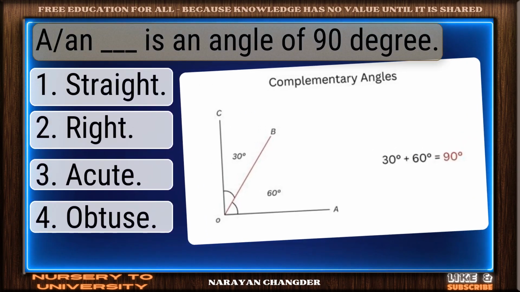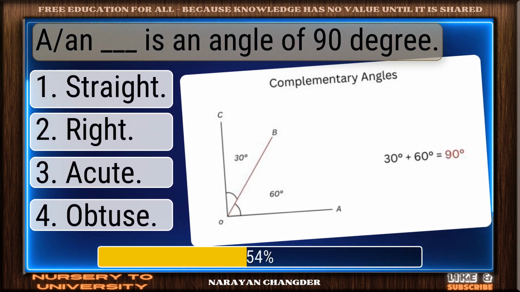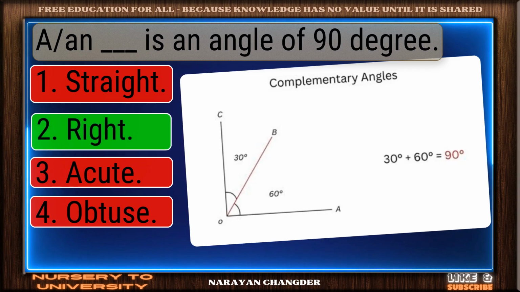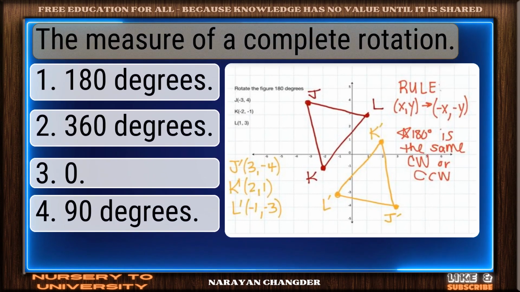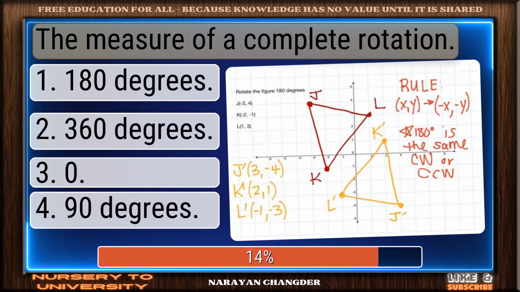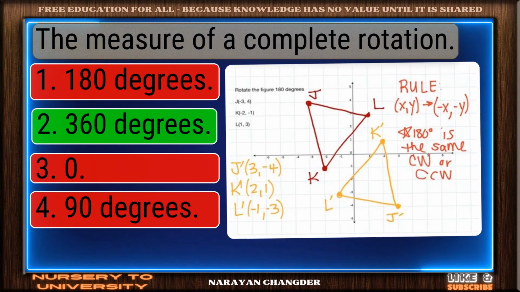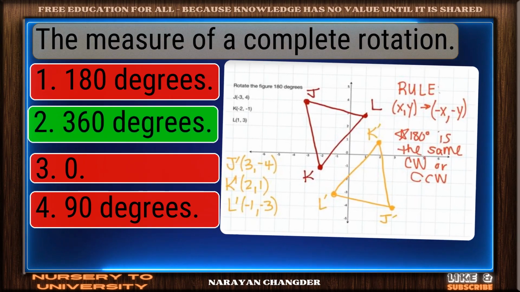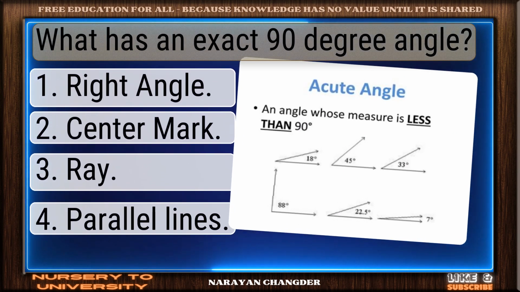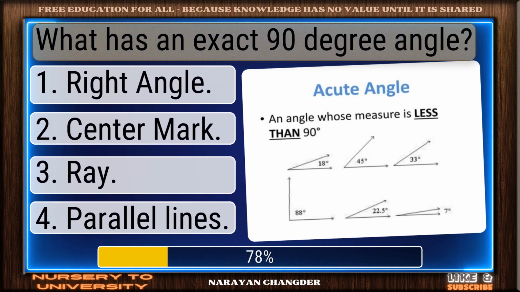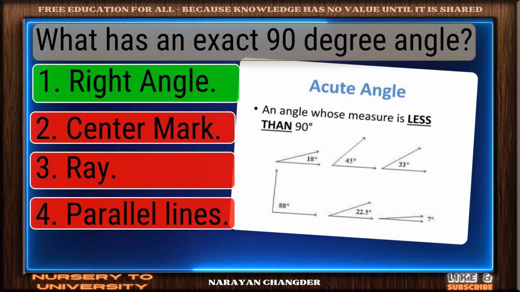Question number 258. A dash is an angle of 90 degrees. You got it. Your choice right is right. Question number 259. The measure of a complete rotation? Good job. Your answer 360 degrees works well here. Question number 260. What has an exact 90-degree angle? Excellent choice. Right angle is the right answer.